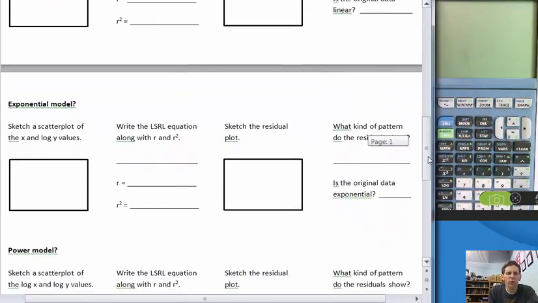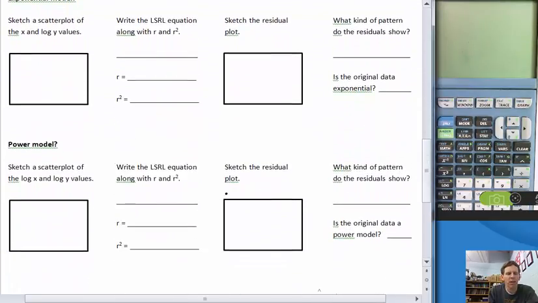Then we're going to move on to what's called the power model. With the power model, you're going to have to take the log of the x values. Remember, that goes in list 4. And the log of the y values should be in list 5. And you're going to run through essentially the same kinds of steps. Work with your classmates, help each other out, and go through those first 3 types of models.